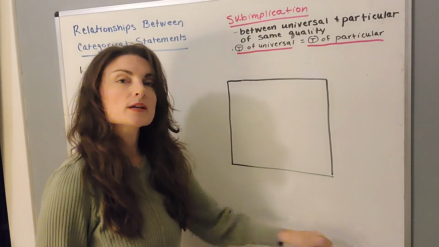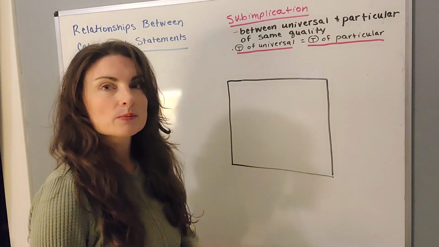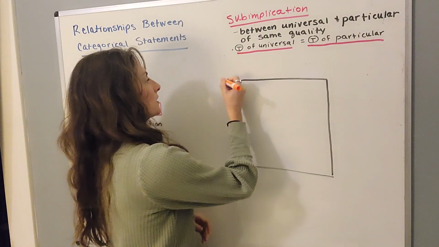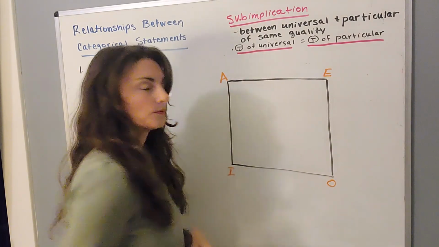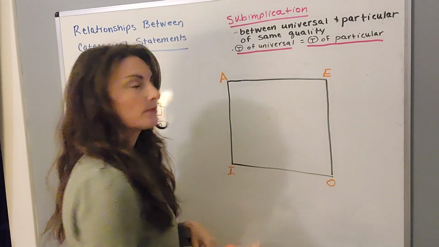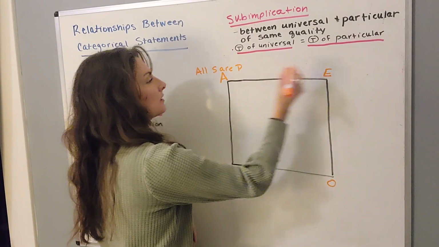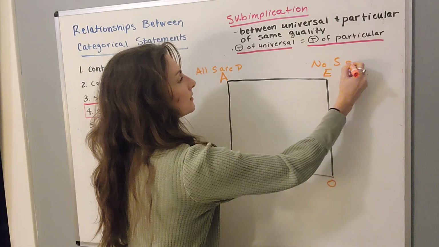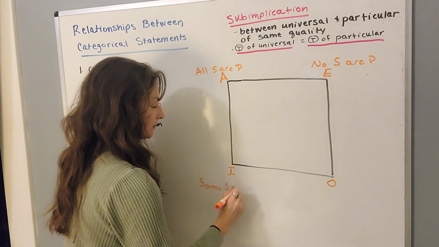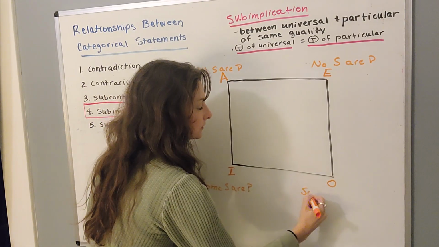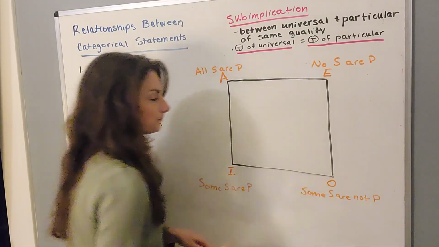So just like always, we are going to start by filling in the information we already know on our square of opposition up here. So we're going to start with A, E, I, O. Now, our standard categorical statements of each corner: All S are P, No S are P, Some S are P, Some S are not P.